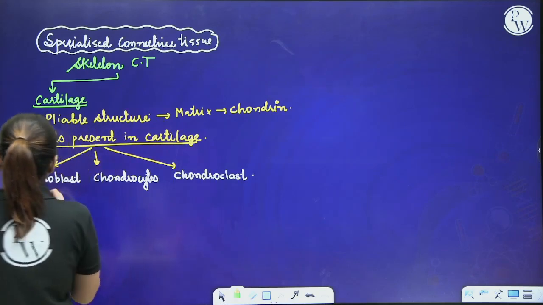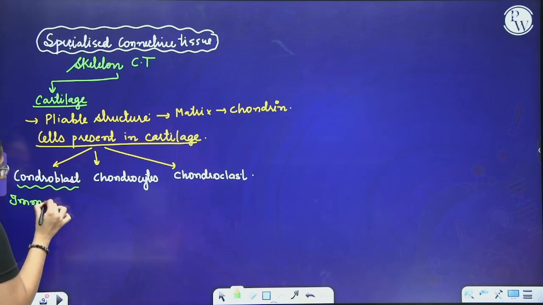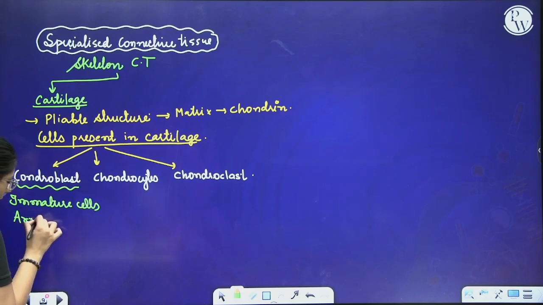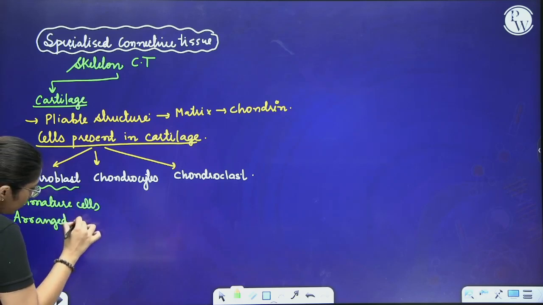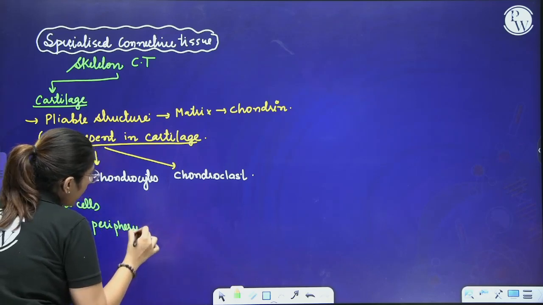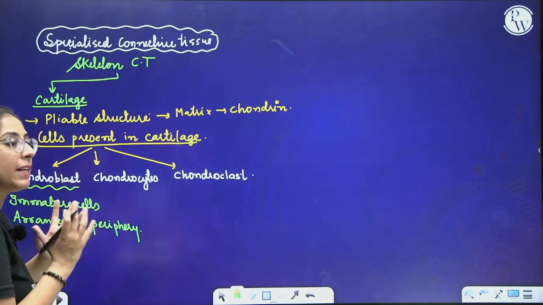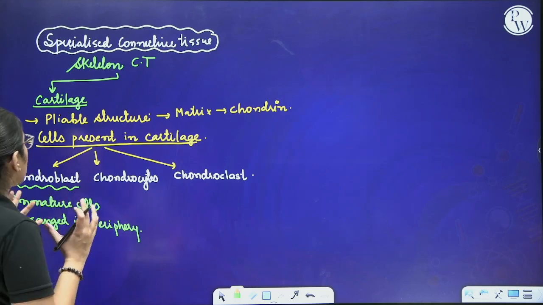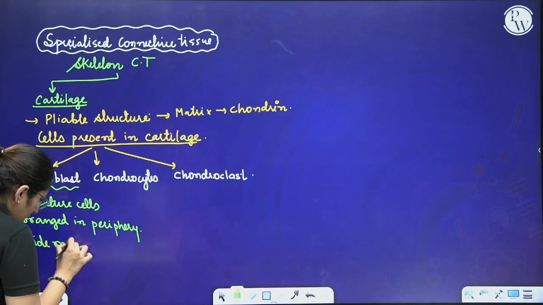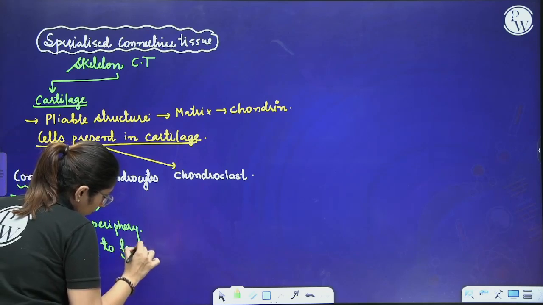The chondroblast. So what are chondroblasts? They are immature cells. Right? They are arranged in the periphery. If you look at the cartilage, these are those cells which are arranged in the periphery and they divide rapidly so that they can form the cartilage.